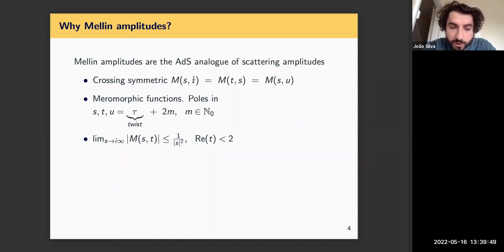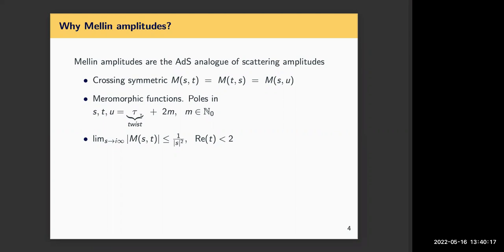It's an analytic structure that just consists of poles. It has poles when s, t, and u are equal to tau plus 2m, where tau is the twist of an exchanged primary. When you have a primary that is exchanged, in this case a super primary because we have N=4 supersymmetry, it gives rise to an infinite set of poles in this way, just like for a scattering amplitude, where the same happens when you exchange a particle.